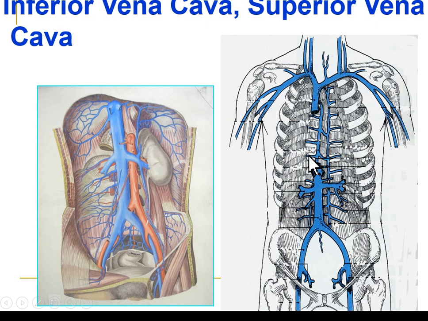lies along the vertebral column, passes through the diaphragm and flows into the right atrium. Right atrium of the heart. Here we can see the abdominal aorta and, parallel to it, the inferior vena cava.